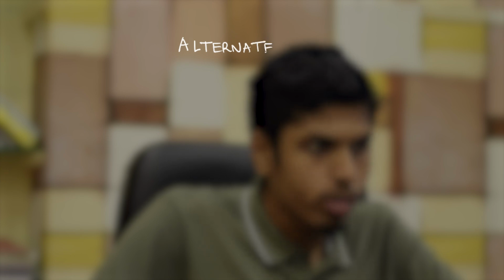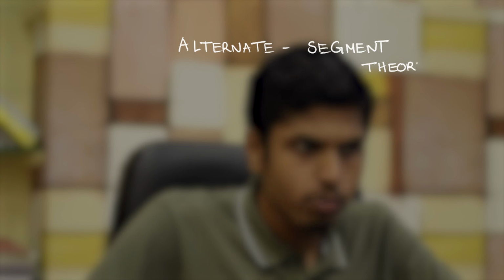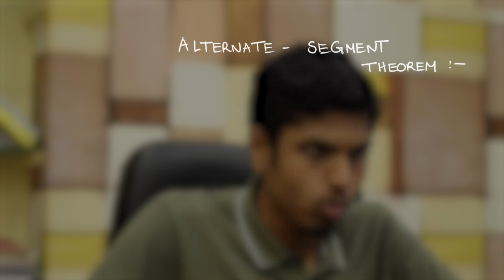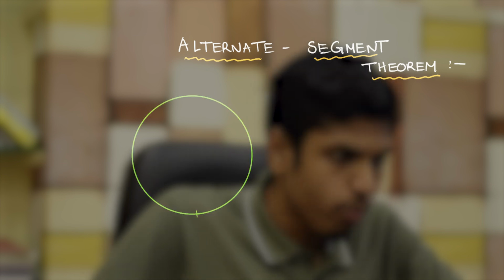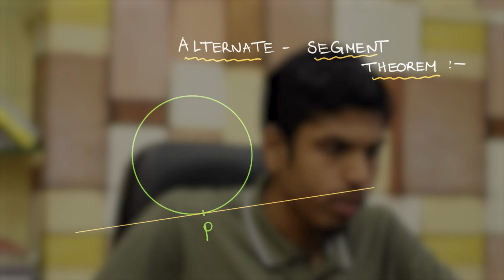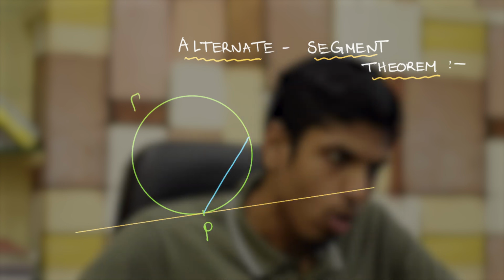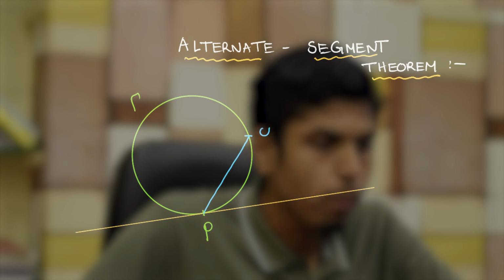Let's get started. The alternate segment theorem is an important property or theorem related to circles and tangents. There are various names for this, like tangent chord theorem and so on. Let's see what it describes. Consider a circle and let's take a point and a tangent at that point. Let's call that point P and the circle gamma. Consider a chord whose one of the endpoints is P. Maybe the other endpoint be Q.